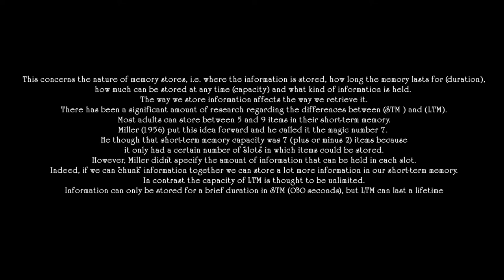Most adults can store between 5 and 9 items in their short-term memory. Miller put this idea forward and he called it the magic number 7. He thought the short-term memory capacity was 7 items because it only had a certain number of slots in which items could be stored. However, Miller didn't specify the amount of information that can be held in each slot. Indeed, if we can chunk information together, we can store a lot more information in our short-term memory.